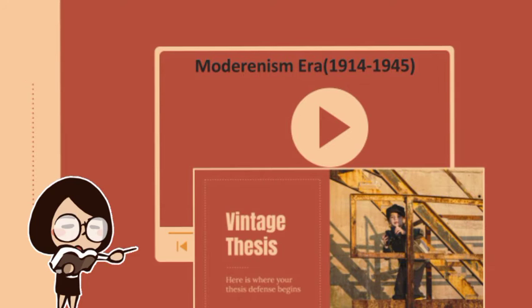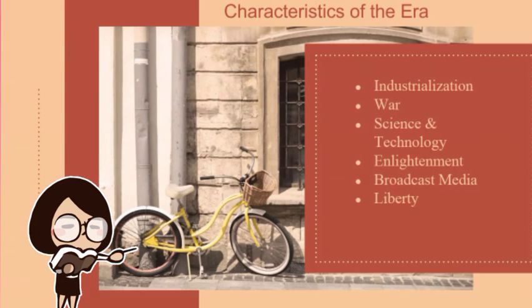And now we are in the modernism era, which started from 1914 until 1945. And here there are some characteristics of this era. The first one is industrialization, the second one is war, the third one is science and technology, the fourth one is enlightenment, and the next one is broadcast media and also liberty.